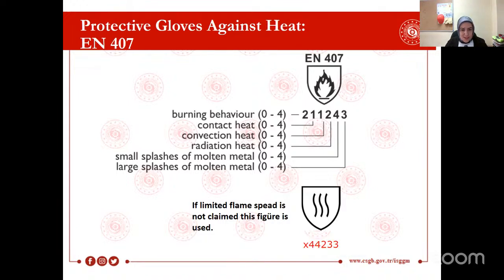For gloves against heat, there are 2 pictograms. One is this, and other is this. If limited flame spread is not claimed, the second figure should be used. Limited flame spread is the first value under the pictogram. So here it has a value, it's 2, but if we don't need this performance level, this is X that shows the glove is not tested for this value.